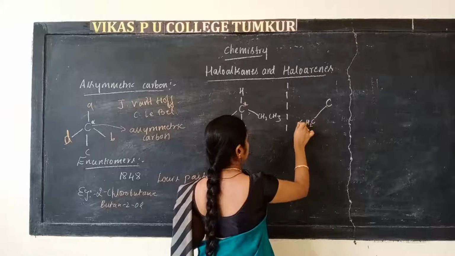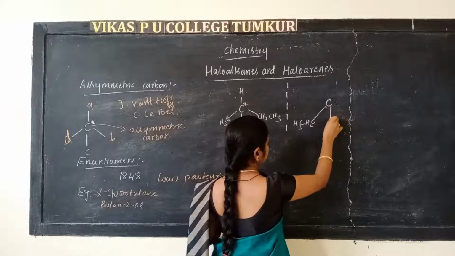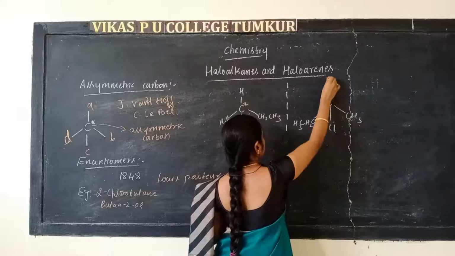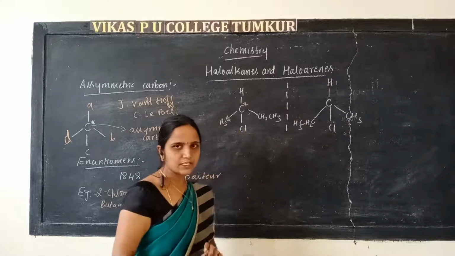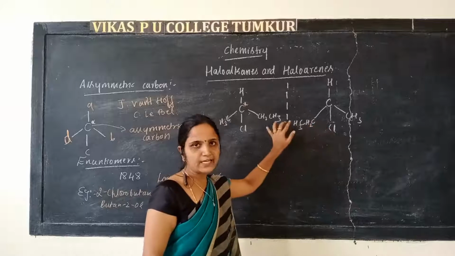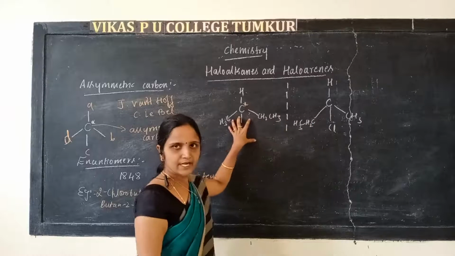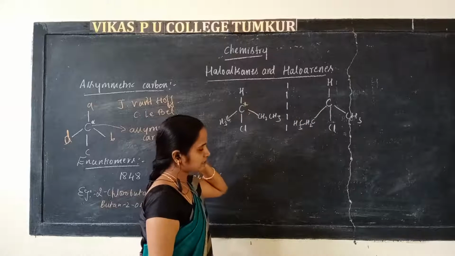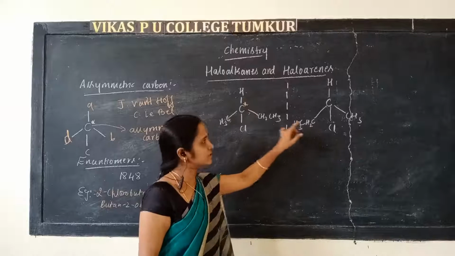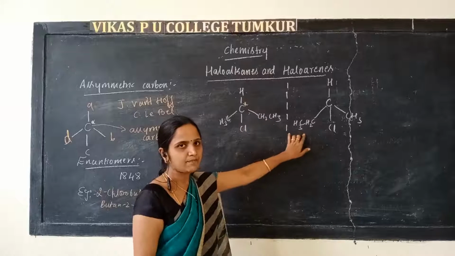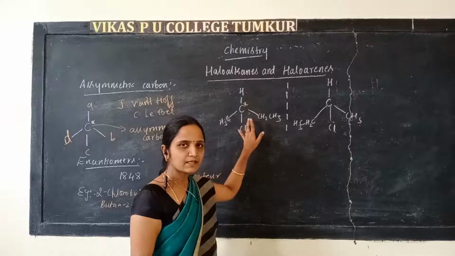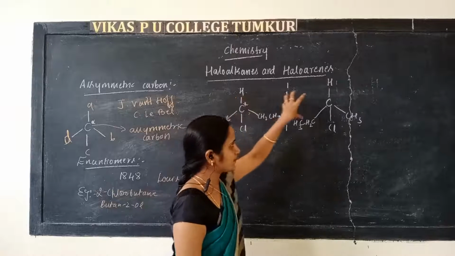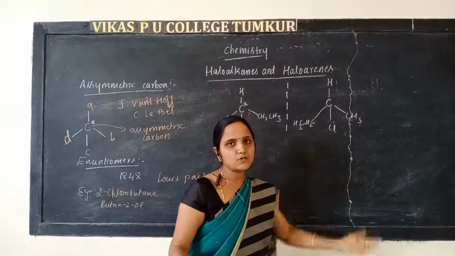If we take the mirror, the other stereoisomer can be written as CH2CH3, Cl, CH3, H. You can observe these two stereoisomers. This is the object, and this is the mirror image. This one looks like a mirror image of the other. When we try to superimpose them, they are non-superimposable.